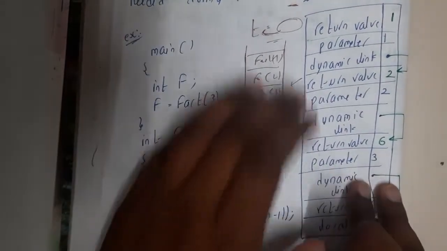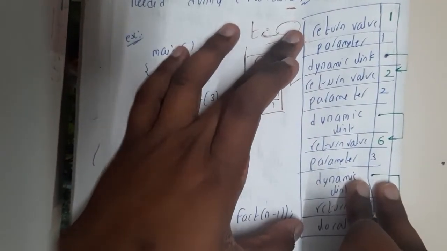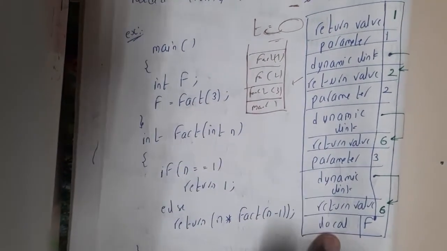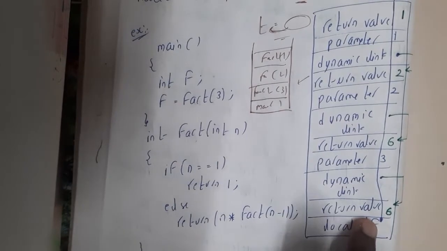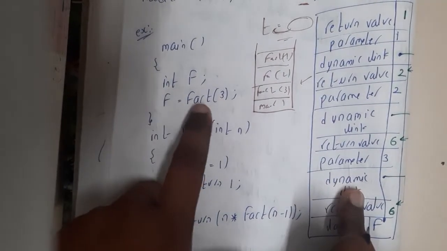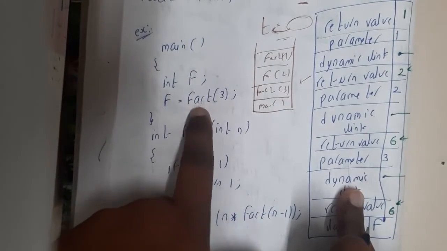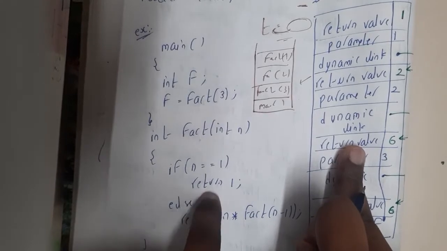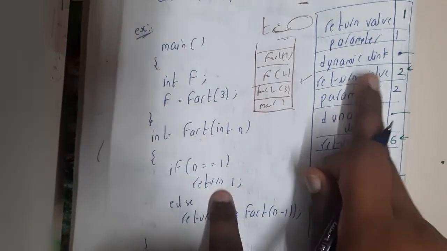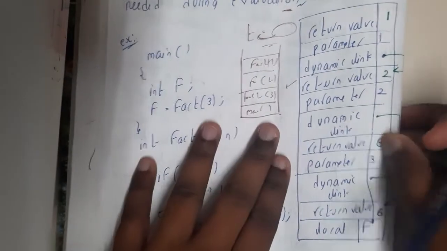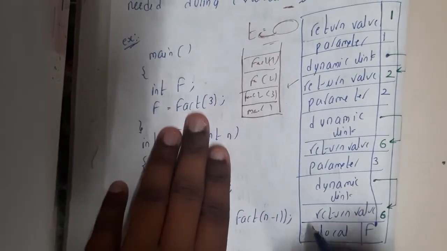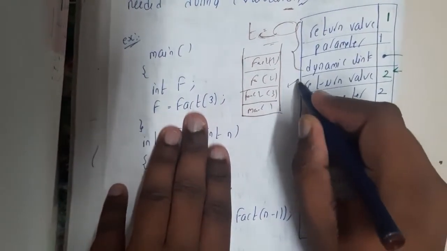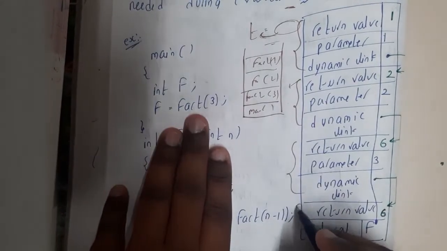If you observe here, I have drawn the whole appearance of the activation record, or the whole appearance of the stack. At first the local variable f will be stored, and later on we'll get the return value, and we will have a dynamic link to this factorial, because this function is calling this factorial. Then we will have the parameter value, then the return value. Again we'll have the dynamic link, again parameter, return value, dynamic link, parameter, return value. So this is for fact1, fact2, fact3 and main.